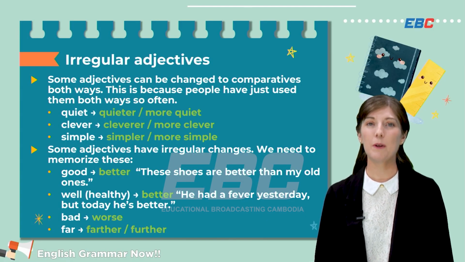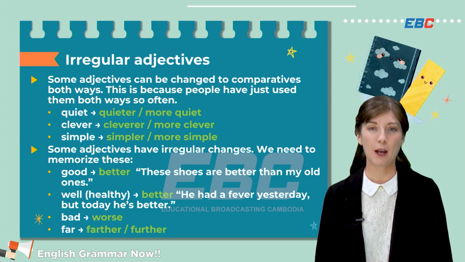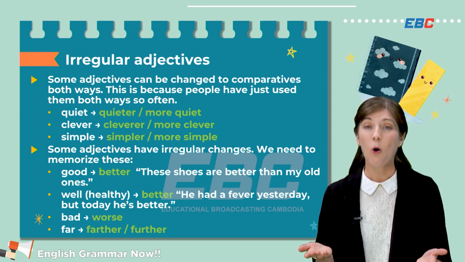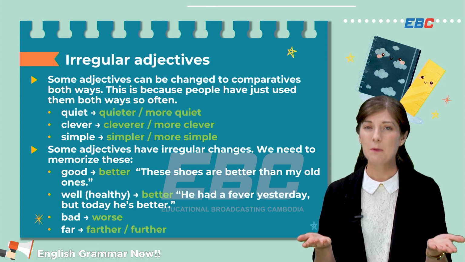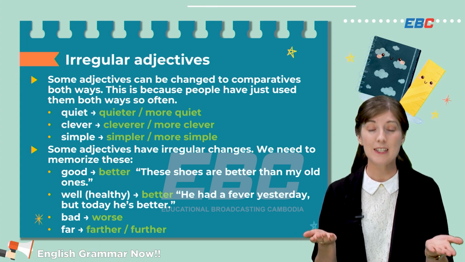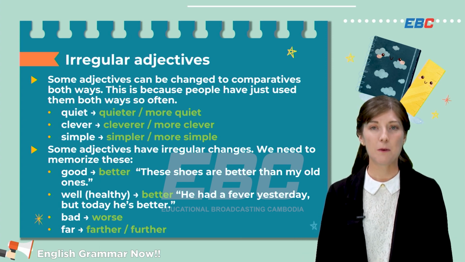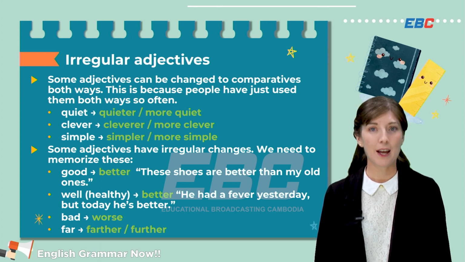Now, there are some irregular adjectives that we need to look out for. For some adjectives, we can change them into a comparative using both methods. We can add the ER ending, or we can add more in front of it. This is because many people have used them in both ways so often that both are acceptable. For example, if we want to change quiet into a comparative adjective, we could say quieter, or we could say more quiet. Both of those are okay.